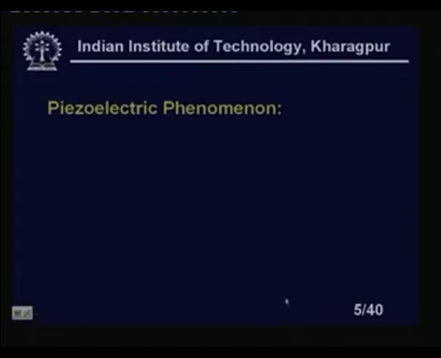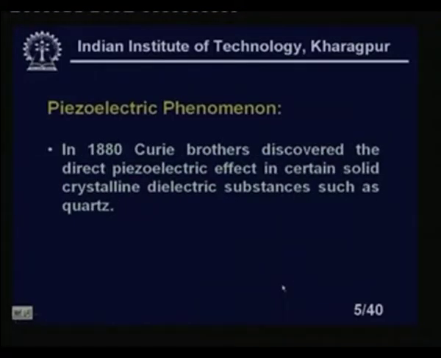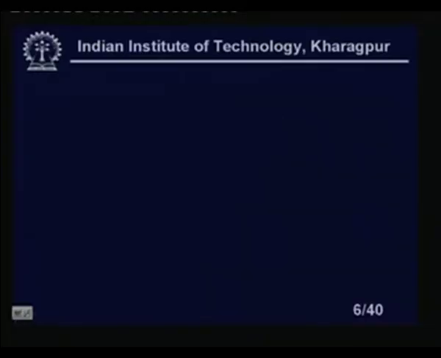Piezoelectric phenomena: let us look at the historic background of these sensors. In 1880, the Curie brothers discovered the direct piezoelectric effect in certain solid crystalline dielectric substances such as quartz. Quartz is a natural substance, but it is not the only material which has a piezoelectric effect. There are many synthetic materials which were found later on, or which scientists have developed, in which you can get the piezoelectric effect.